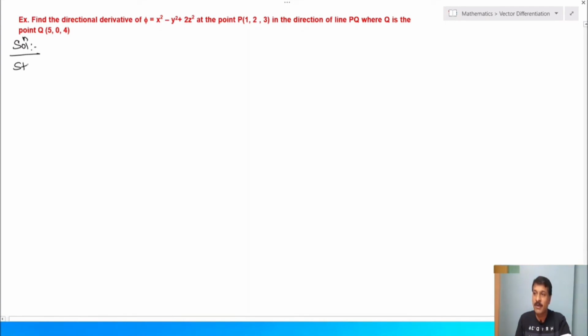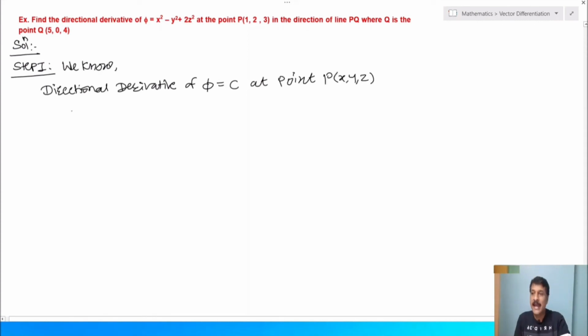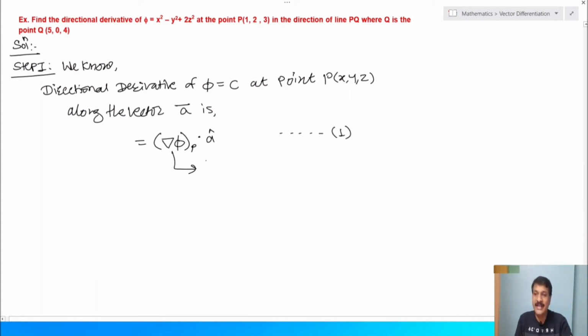Step number 1. What we want to find? Directional derivative. So what is the formula for that? That we know directional derivative of phi at point P along the vector A is equal to del phi at point P dot A cap. So this is equation number 1. So we want to find del phi as well as A cap. So how? Let's see. So now what is the given thing?